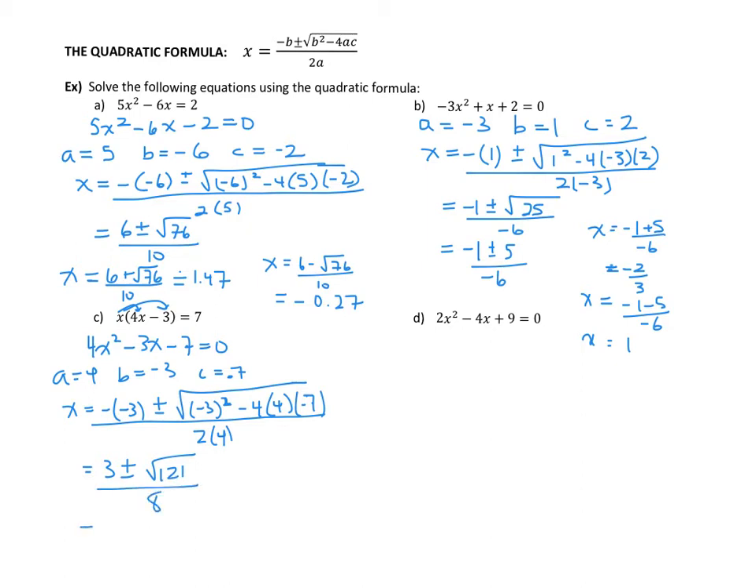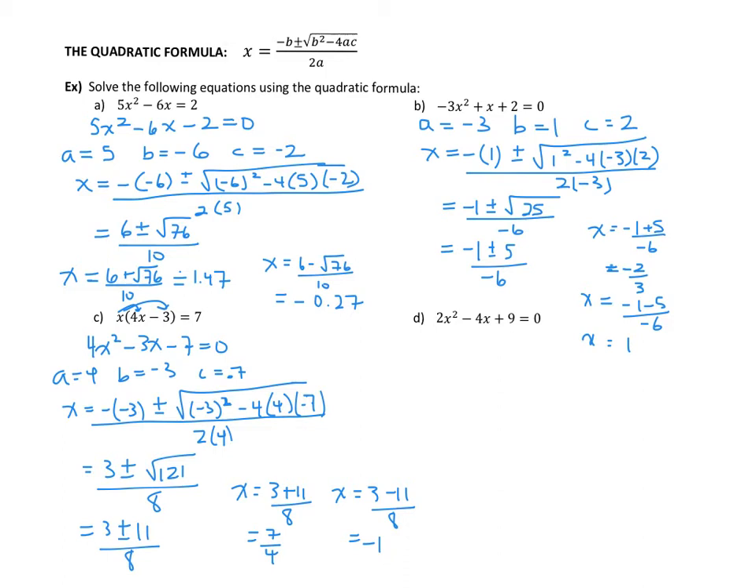And again, 121 is a perfect square here, so we can just write that as an 11. So our x will equal 3 plus 11, which is 14 over 8. 14 divided by 8 in lowest terms would be 7 over 4, or you could take that to a decimal. Or x is equal to 3 take away 11 divided by 8, which is negative 8 divided by 8, which is negative 1. All right, there we have it.